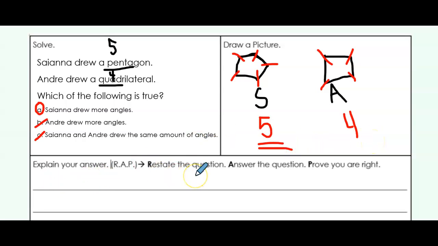When you explained your answer, you should have talked about Sayana's pentagon having 5 sides and 5 angles, and Andre's quadrilateral having 4 sides and 4 angles. Then you should have stated that 5 is greater than 4. Remember our greater than sign, boys and girls? If that was your answer, pat yourself on the back. Great job. And if you missed it, that's okay. Just fix your answer and maybe watch the video again.